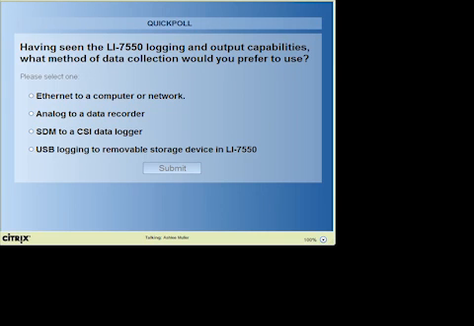All right, it looks like we've got the poll working this time, so if you could go ahead and answer via the quick poll option instead of your questions function, that would be great. Thank you.